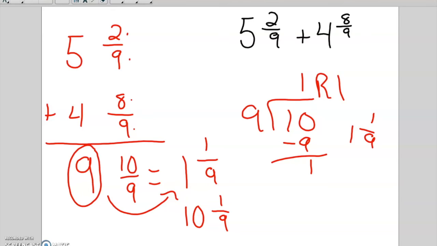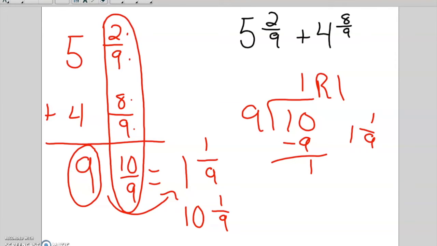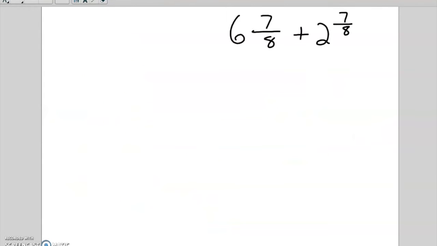Alright, so as you can see, this part is a lot like we did yesterday and on Monday, and now we're just throwing in these whole numbers. So why don't you try this one? I'll give you a hint. Don't forget to put it in simplest form. Okay? Push play when you think you have it.